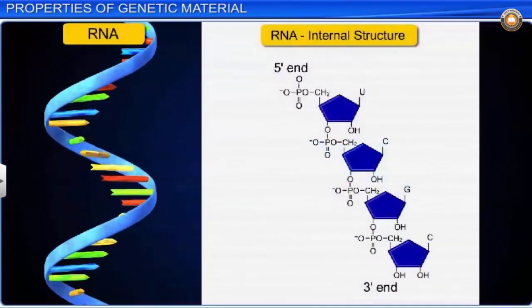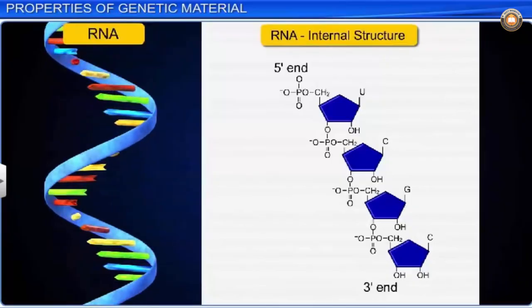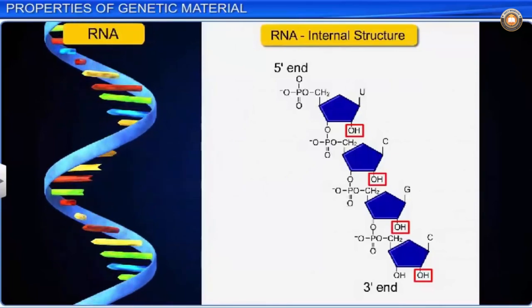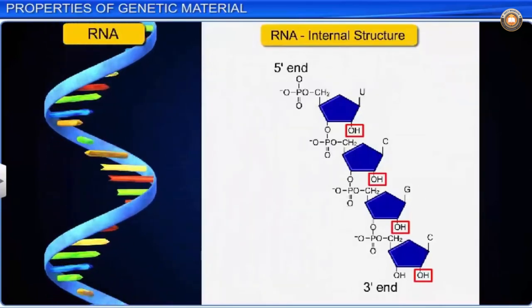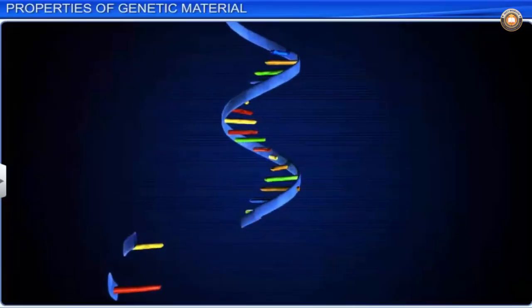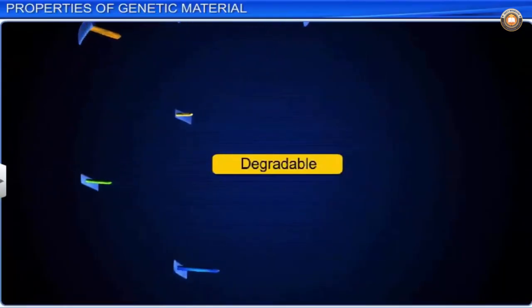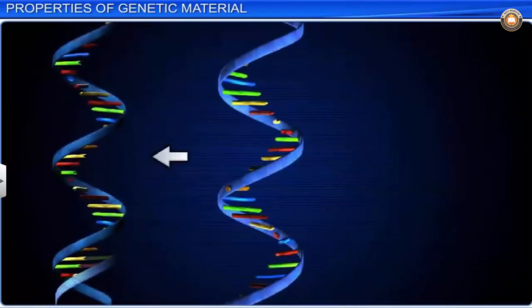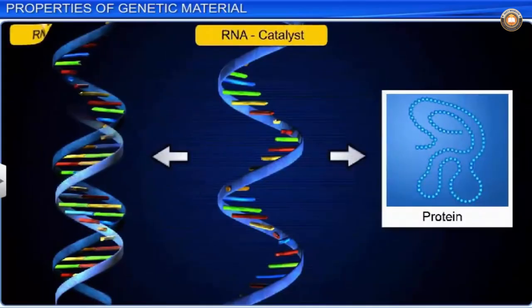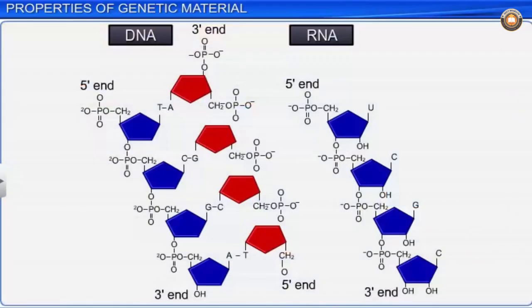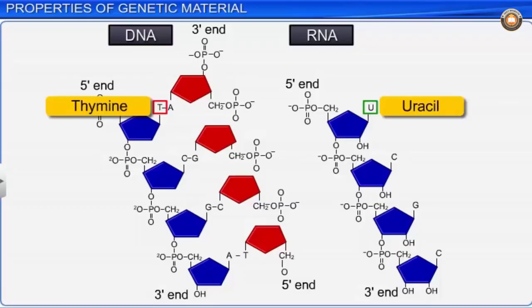RNA, on the other hand, is much more liable to change due to the presence of the very reactive 2-OH group that is present in its every nucleotide. This makes RNA more degradable and reactive than DNA. Also, it enables RNA to act as a catalyst in several biochemical reactions in living systems. Moreover, DNA has thymine instead of uracil that is present in RNA, which makes it more stable.